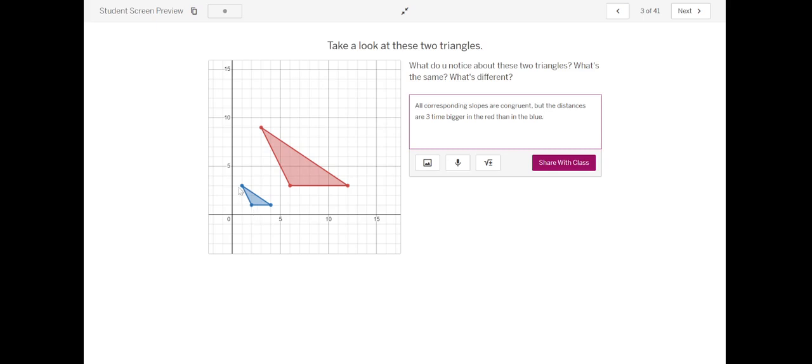I noticed from this point, I go down 2 and over 1. And then just like in this one, I go down 2 over 1, down 2 over 1, and down 2 over 1, but I do it 3 times instead of just once. So that's why I say it's 3 times bigger.